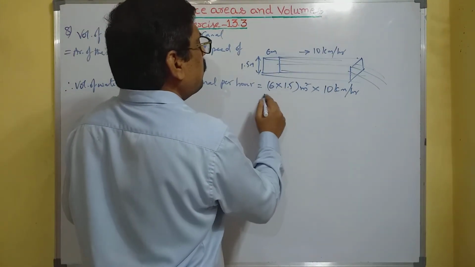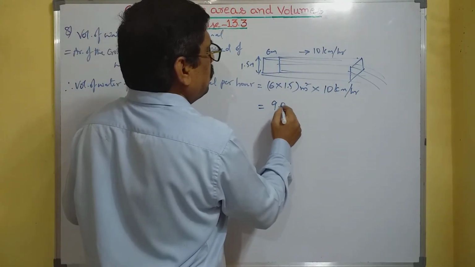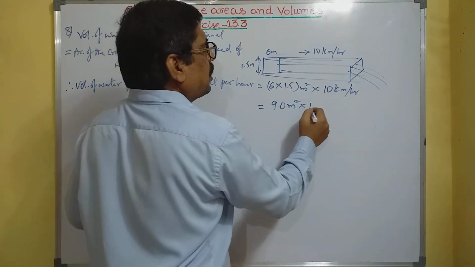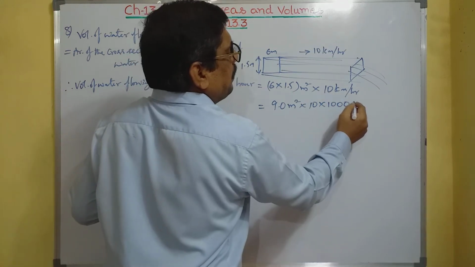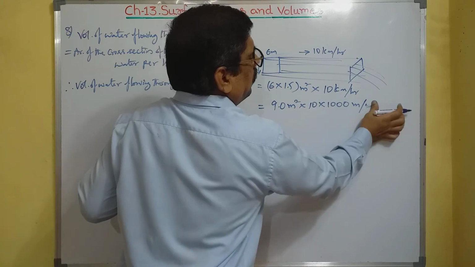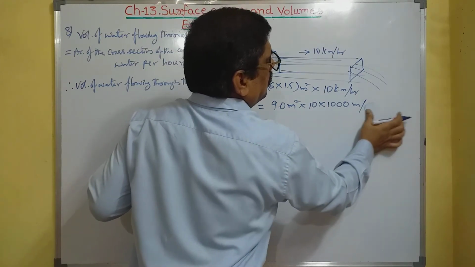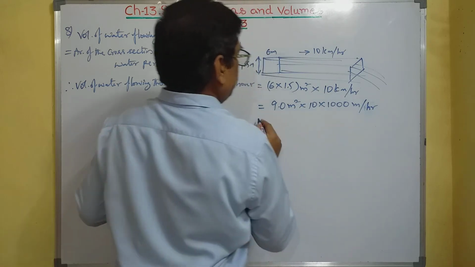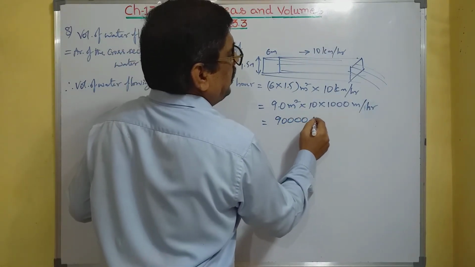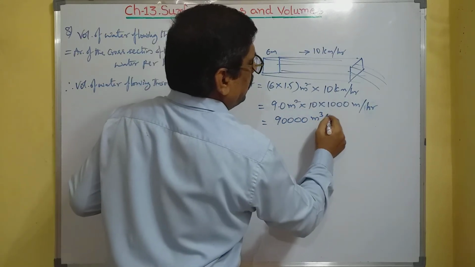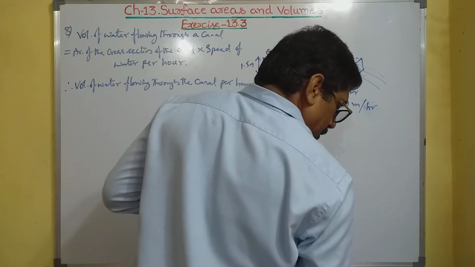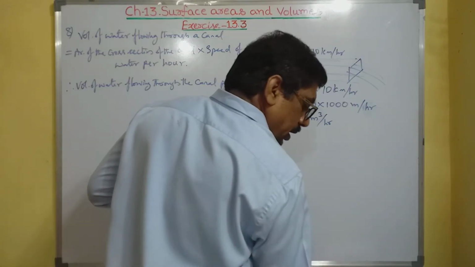Now 6 into 1.5 is 9.0 meter square. Here it is in meter square, so kilometers also can be converted into meters by multiplying 1000. Why? Because 1 kilometer is equal to 1000 meters. Now 9 into 10 into 1000 is 90,000 meter cube per hour. So this is the volume of the water flowing through the canal per hour.